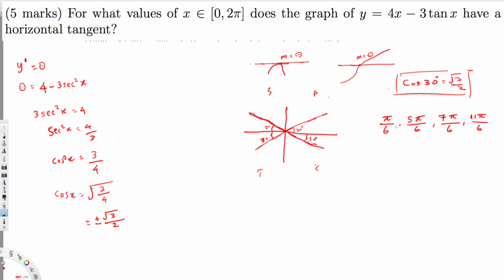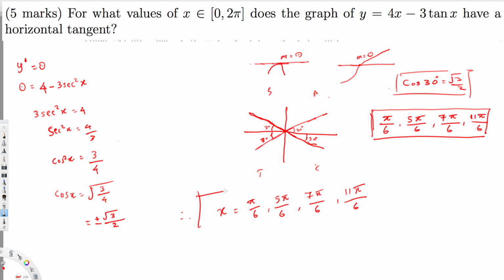So these are the four values at which the graph is going to have horizontal tangent lines. Therefore x is equal to π by 6, 5π by 6, 7π by 6, and 11π by 6. So this is my final answer.